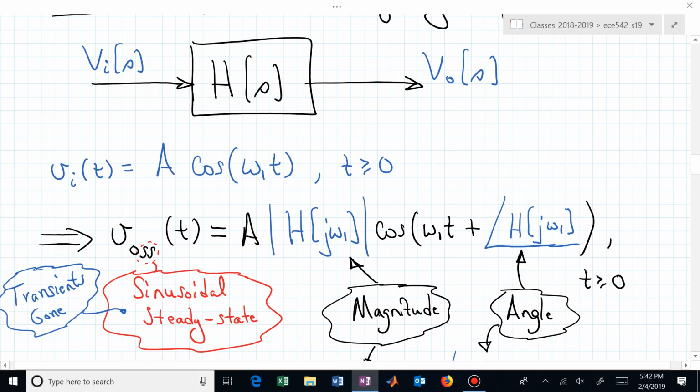What else has happened? It may have been delayed as it goes through that system, and that's what the phase, or the angle of H of j omega 1, represents. If you lined the input waveform up with the output waveform, with the magnitude of H at omega 1 being 0.8, it's now contracted to 80%, and it's been shifted in time. So the peaks are not aligned in the input and output waveforms. They're offset by this phase shift, which is introduced by the angle of H at j omega 1.